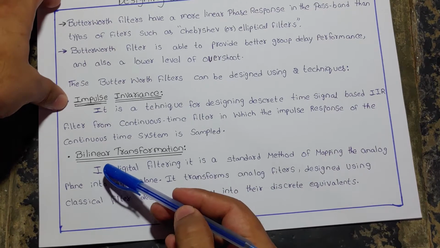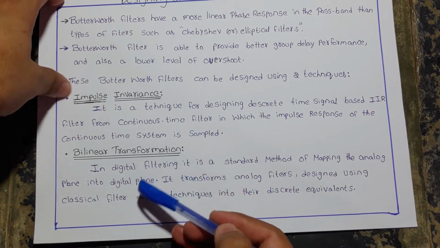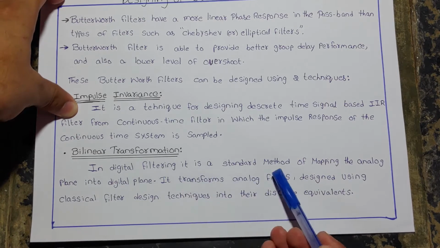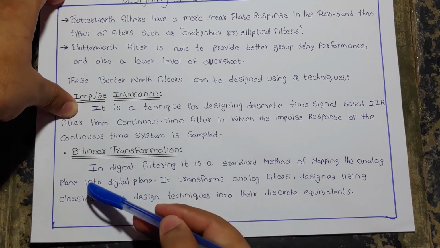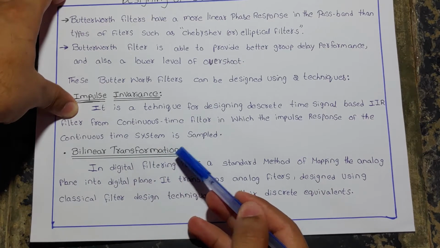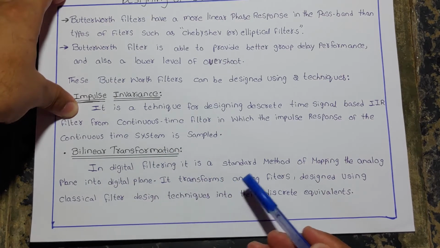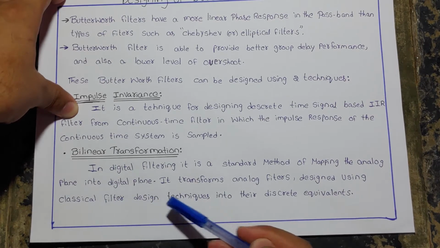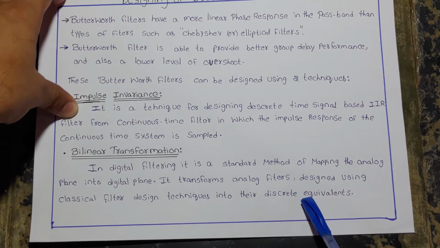Now let us know what is a bilinear transformation. In digital filtering, it is a standard method of mapping the analog plane into a digital plane. By using this transformation, it transforms analog filters designed using classical filter design techniques into their discrete equivalents.